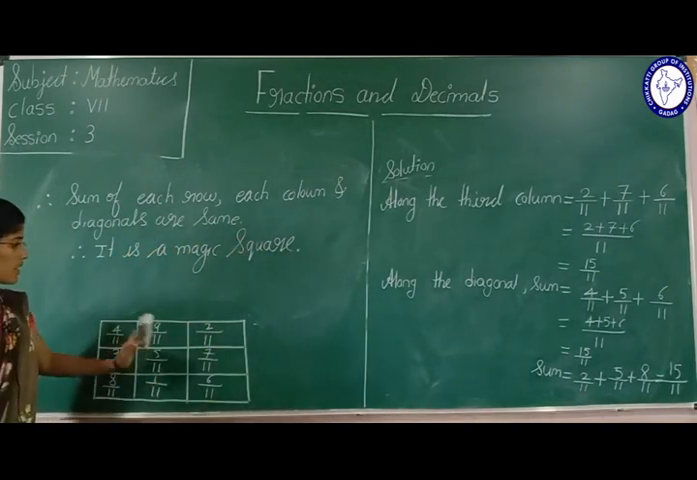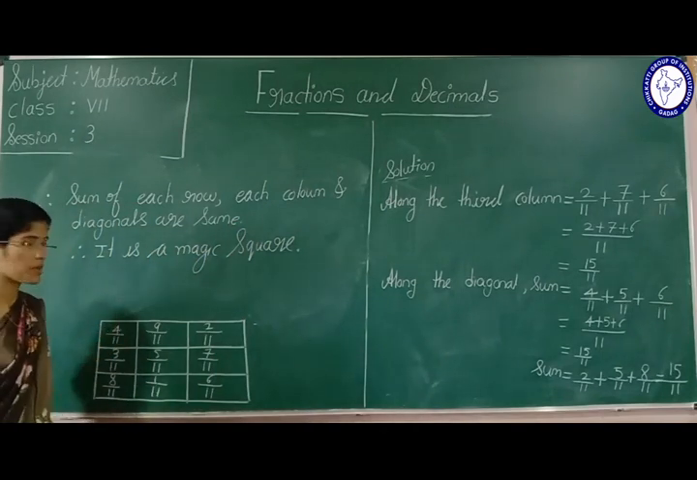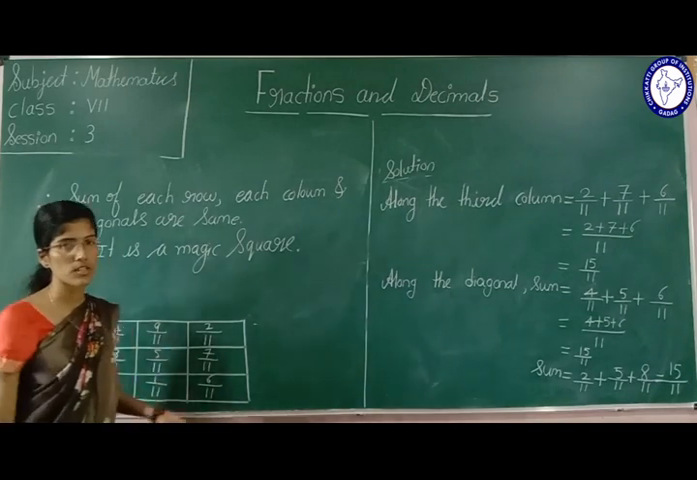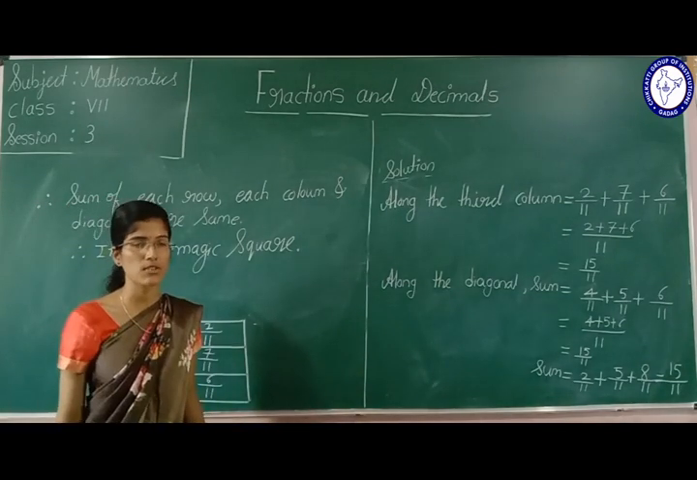Okay. In row also we got same answer. In column also we got same answer. In diagonal also we got same answer. Therefore, this is a magic square.